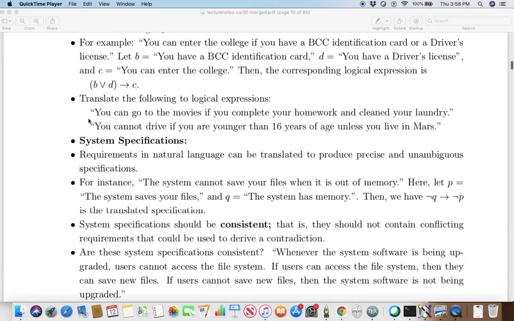So here are two examples. You might want to try breaking these statements down to simple propositions and writing a compound expression. You can go to the movies if you complete your homework and cleaned your laundry. That's one example. Another example. You cannot drive if you are younger than 16 years of age unless you live in Mars. This is an interesting one. You might want to try these two.